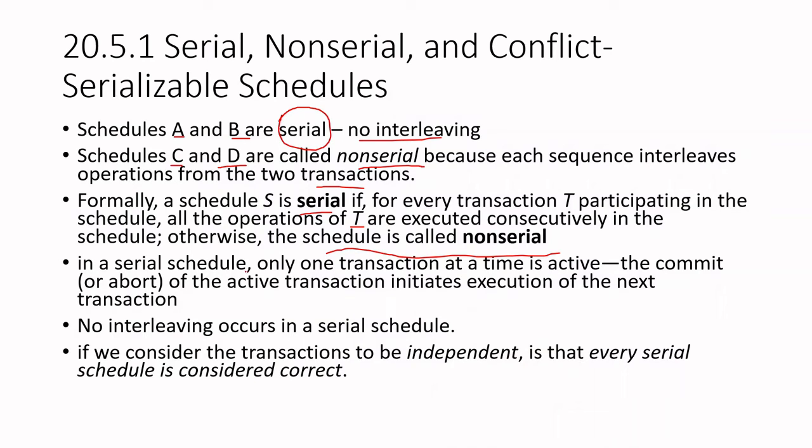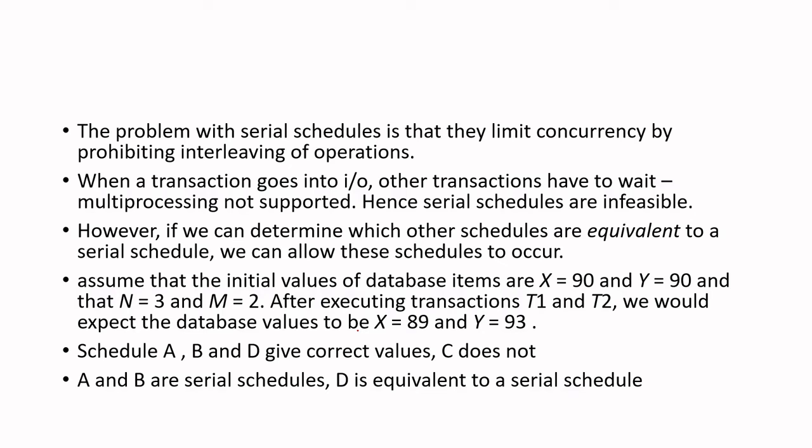In a serial schedule, only one transaction is active at a time, so there is no concurrency, and the commit operation of the active transaction initiates the execution of the next transaction. No interleaving occurs. Now the problem with serial schedules: a serial schedule ensures correctness, but it limits concurrency by prohibiting interleaving of operations. When a transaction goes into IO, other transactions have to wait. Multiprocessing is not supported. Hence, serial schedules are correct but infeasible.